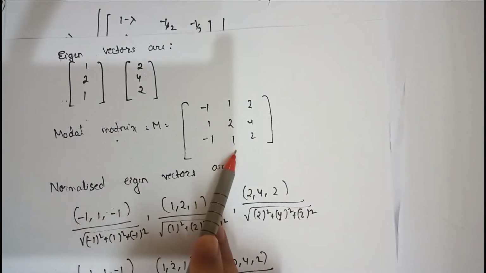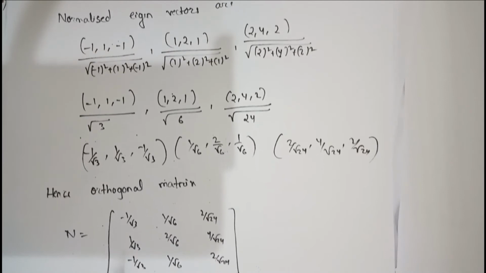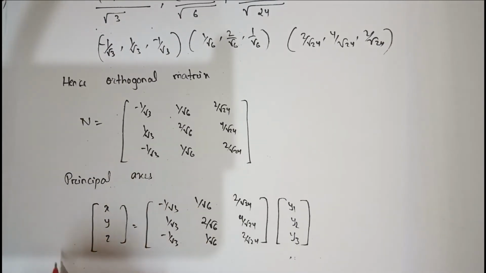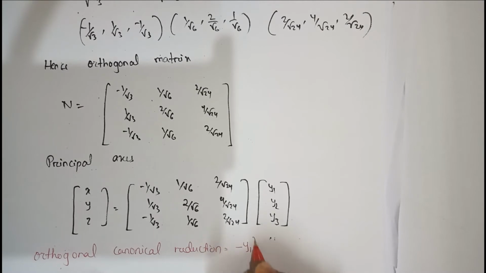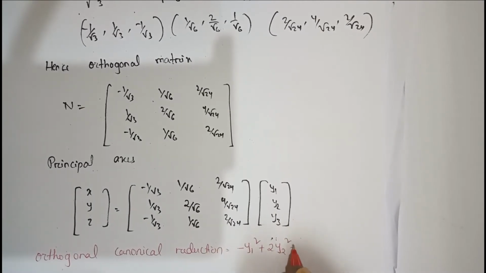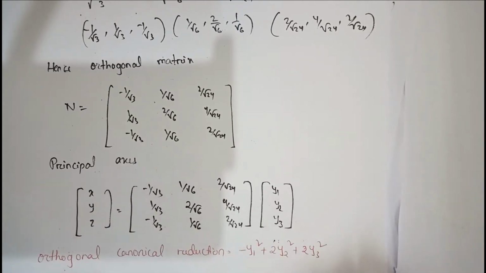eigenvectors. So, modal matrix this much and normalized eigenvectors, hence orthogonal matrix, principal axis. Okay, and what is my orthogonal canonical reduction? My first eigenvalue is minus 1, so minus y1 square, second one is 2 y2 square, third one is also 2 y3 square. So this is my orthogonal canonical reduction.